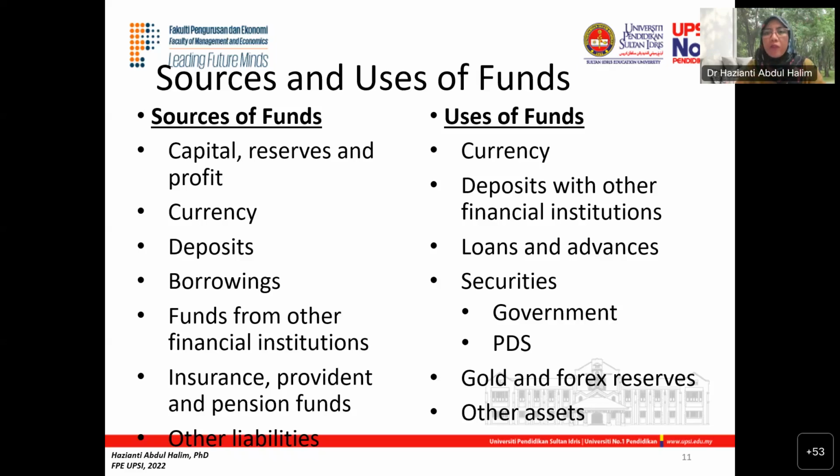Uses of funds, okay, deposit with other financial institutions. Jadi deposit, mana kita as customer deposit money to the bank, that will be their sources of funds. Banks can also put their money with other financial institutions. So that would be deposit with other financial institutions. So loan and advances, these are their assets, the securities, the forex reserve, and also other asset. So asset dia duduk dekat sebelah sini, uses of funds. Liability dia duduk dekat sources of fund.